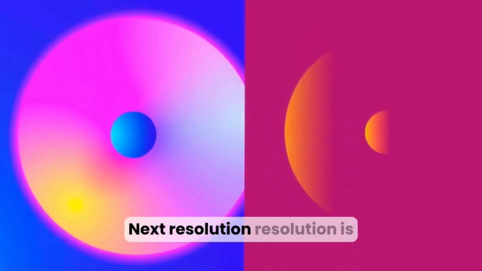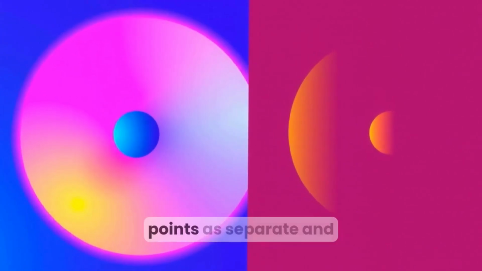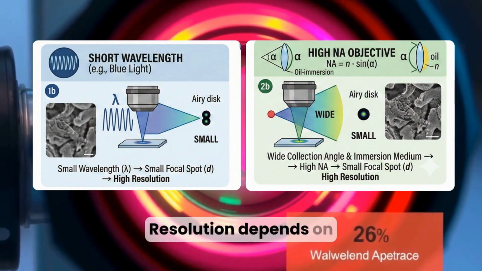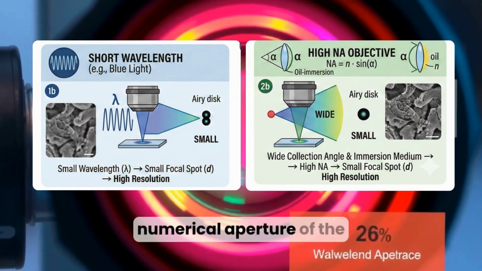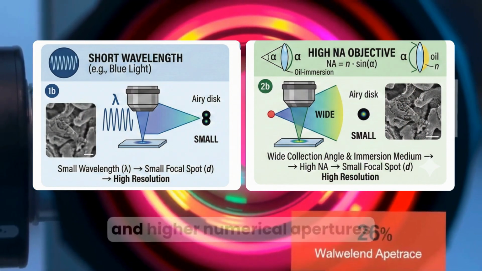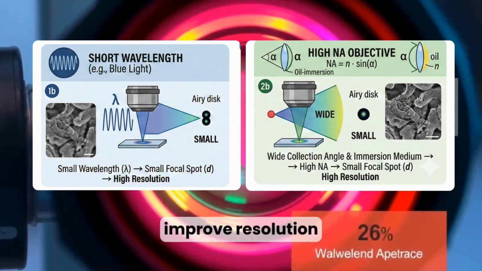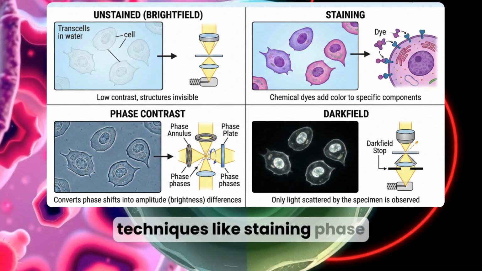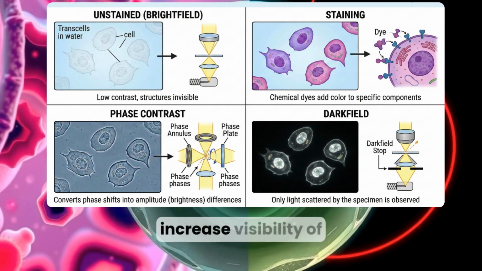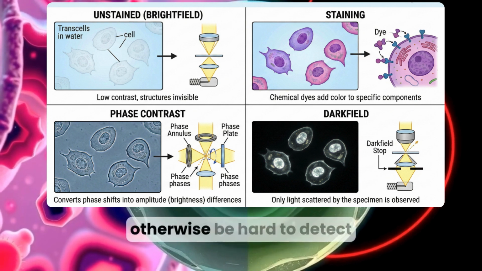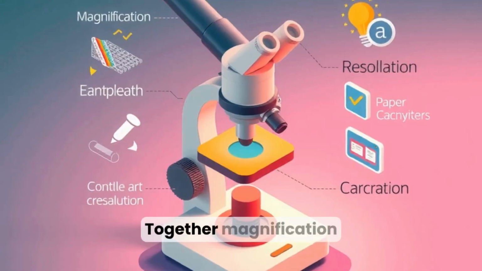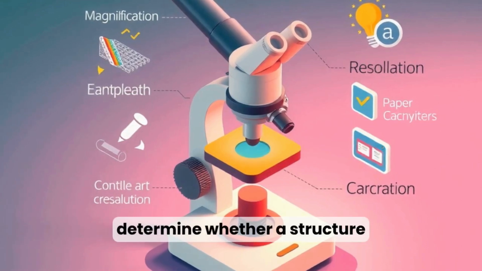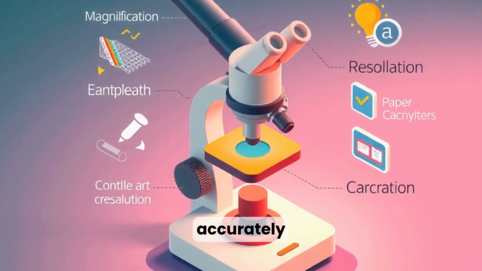Next, resolution. Resolution is the ability to distinguish two points as separate and determines how much detail you can see. Resolution depends on wavelength of light and the numerical aperture of the objective. Shorter wavelengths and higher numerical apertures improve resolution. Finally, visibility. Contrast techniques like staining, phase contrast, and dark field increase visibility of structures that would otherwise be hard to detect. Together, magnification, resolution, and visibility determine whether a structure can be observed clearly and accurately.